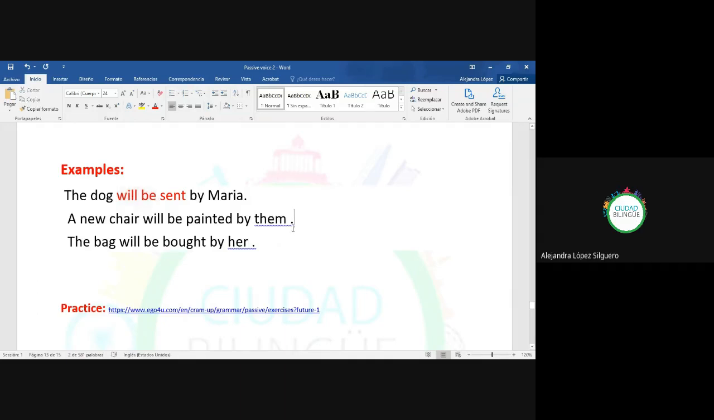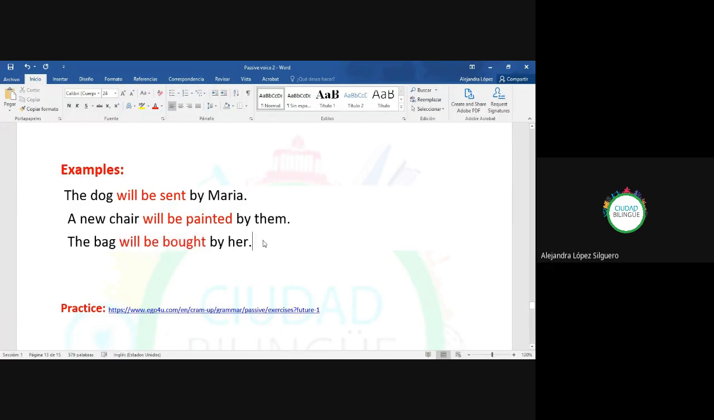Second example, we have a new shirt will be painted by them. Una nueva silla será pintada por ellos. So we have will be painted. And finally we have the bag will be bought by her. ¿Sí? El bolso será comprado por ella. Will be bought. That is the structure in passive voice.